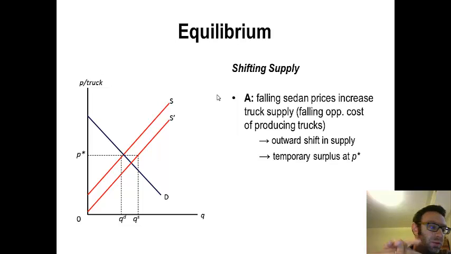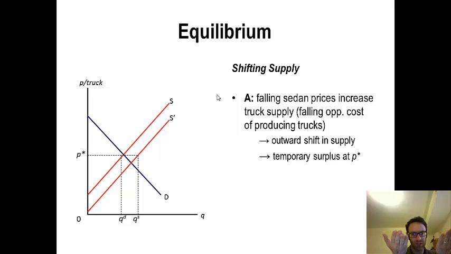Sellers will quickly realize this, that they've got a surplus on their hands, and they're going to compete with each other. So Toyota will compete with Ford and Chrysler and GM. They're all competing to unload this inventory, especially as the year comes to an end and they need to start making room for the newer models. And they're going to compete with each other by bidding down prices, by offering sales, discounts, whatever, lowering their prices.